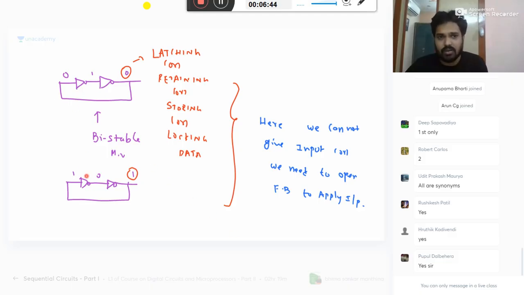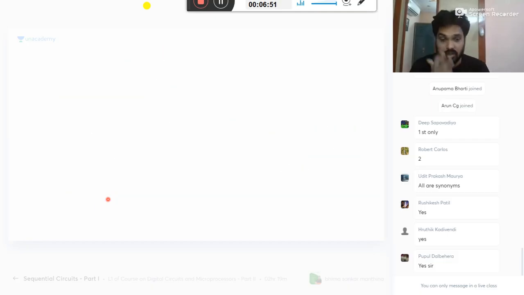This is the basic circuit which we use in the latch. That's why I'm explaining it more clearly. Okay, so now let's move to the first part, that is SR latch.